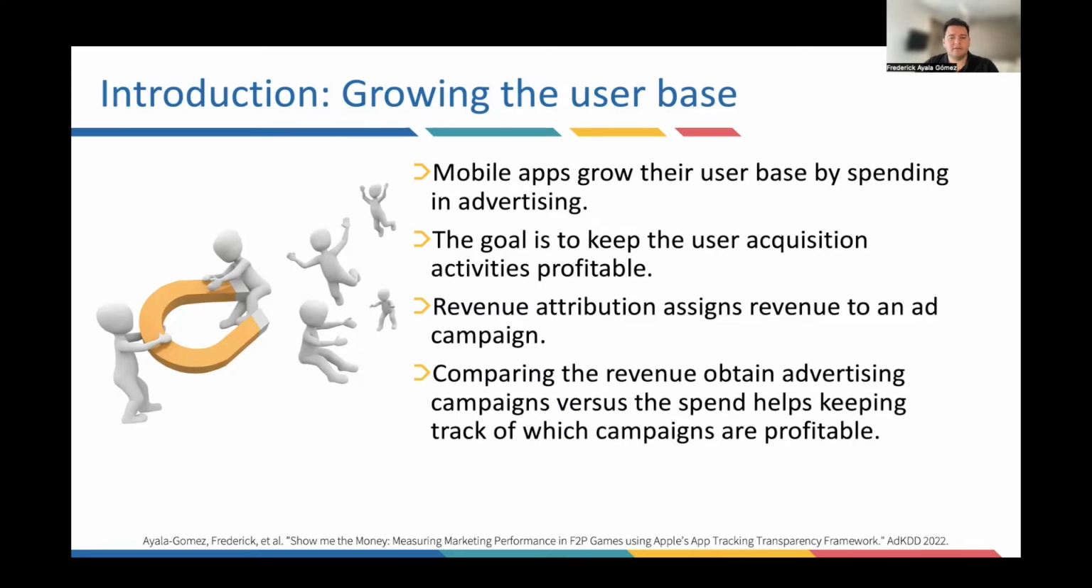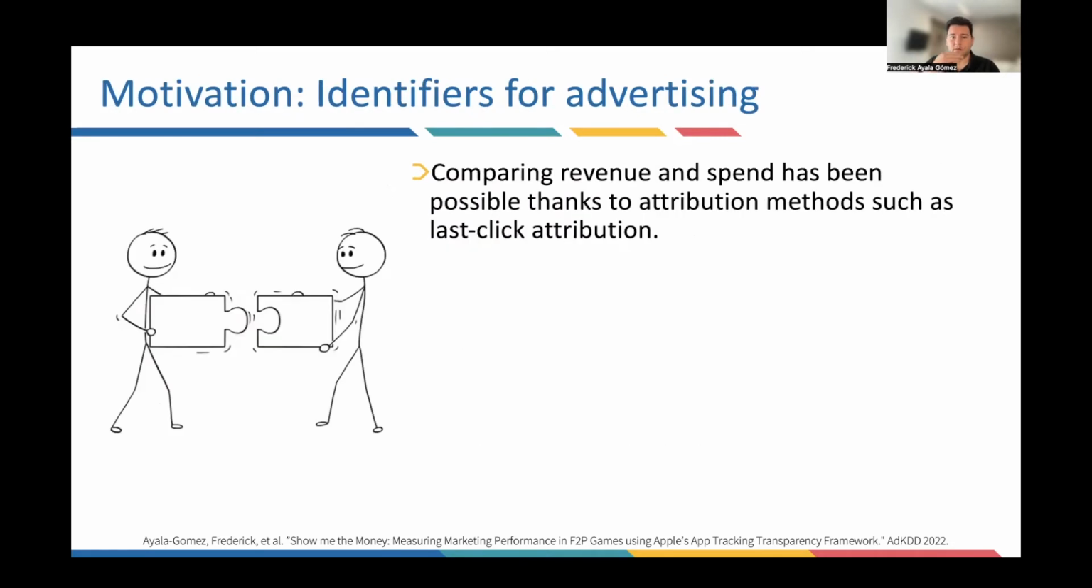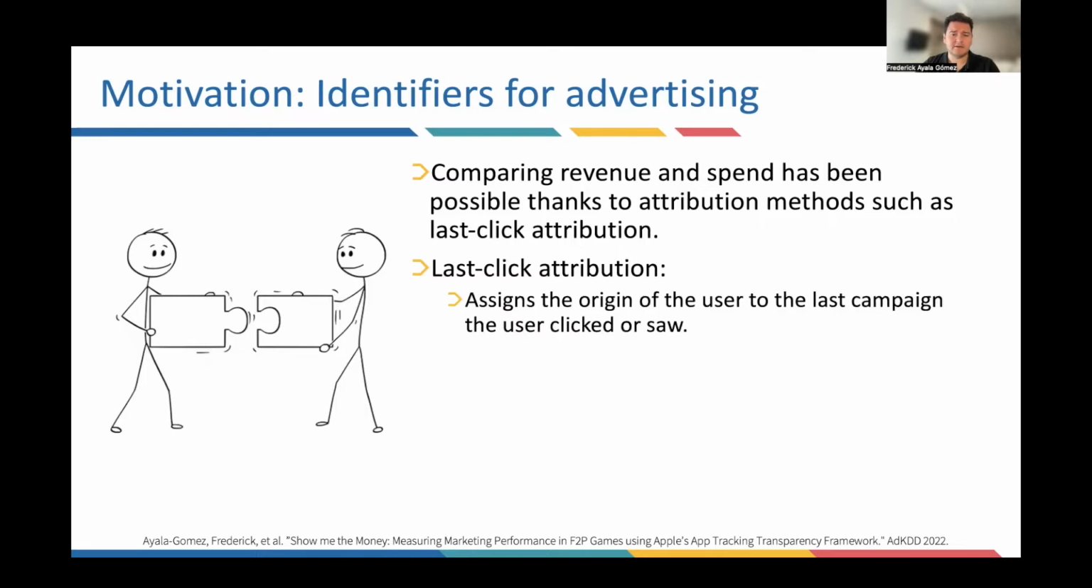Comparing the revenue from the campaigns with the spend that we have made helps us track if the campaigns are profitable or not. This is usually done at the cohort level. Comparing revenue and spend has been possible thanks to attribution methods such as last click attribution. At a glance, last click attribution assigns the origin of the users to the last campaign the user engaged with, either by clicking or by seeing it.